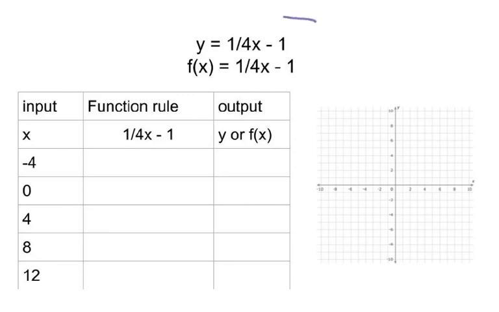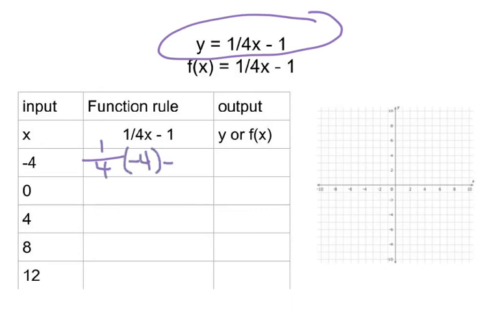This is our last example. We can even have fractions. It doesn't matter. Our rule can have fractions in it. This rule is 1/4 x minus 1. So all I still do is I put in the -4 for x, because that's my input value. Do the math on the calculator, and my output's -2.